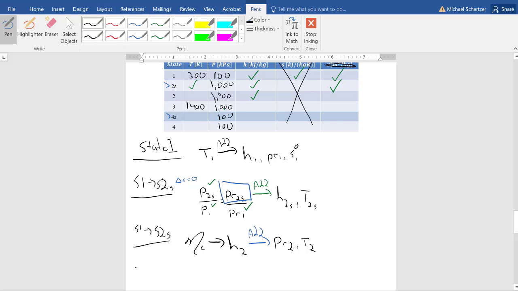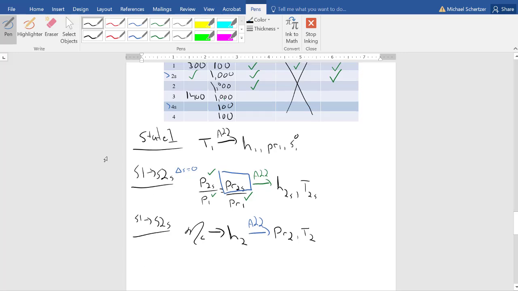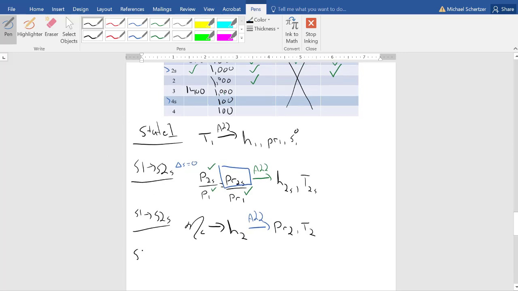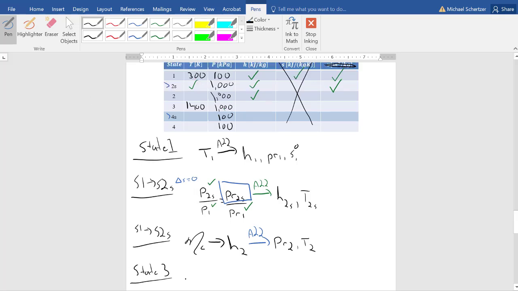Now we're going to go to state 3. State 3 is kind of like state 1. For state 3, we know that P3 is equal to P2, and T3 is given. Because T3 is given, we can go to table A22, and we can find h3 and Pr3. So now we interpolated for that. From state 3, because we know this temperature, then we know this, and we know this.